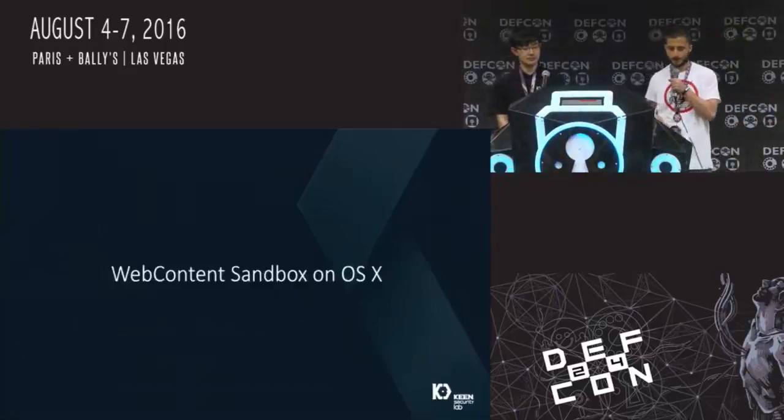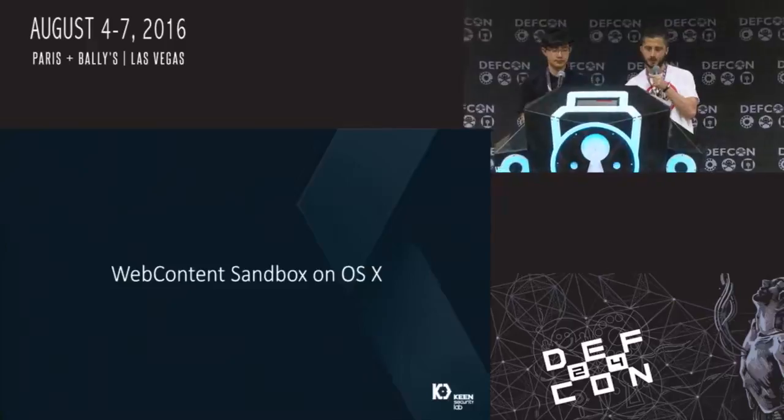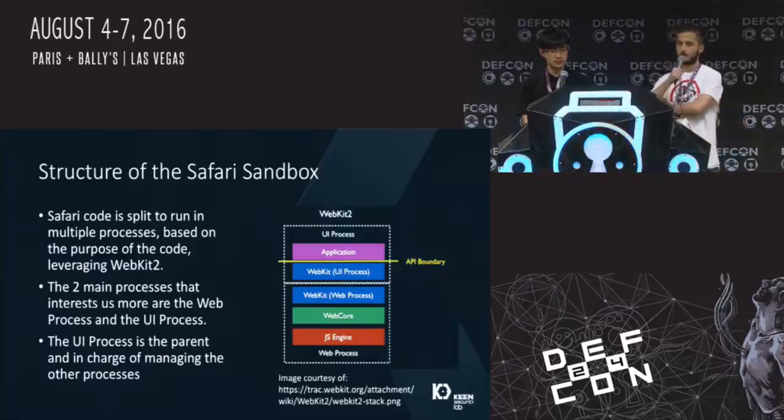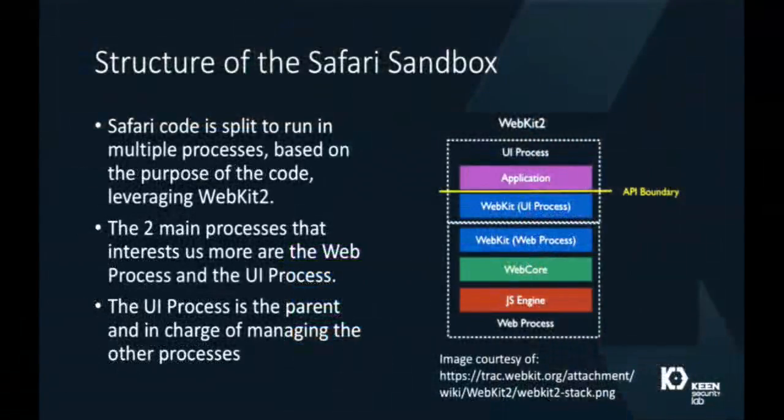Now that Flanker has given an overview of the Android sandbox, we will check out the OS X sandbox for the browser, just to give you another example so we can compare the two approaches. This is the structure of the Safari sandbox. Basically, the Safari browser is split into multiple processes to separate responsibilities and components, and to segregate untrusted code in a less privileged process. For our purposes, we can think that there are two main processes. In reality, there are more, but to simplify, it's okay.